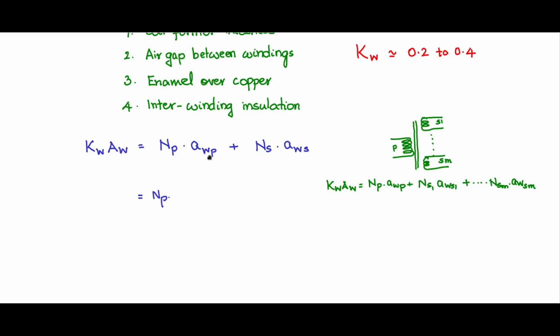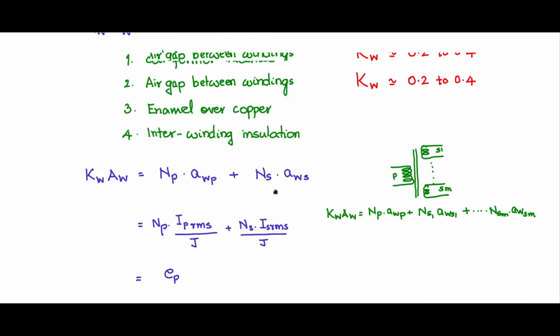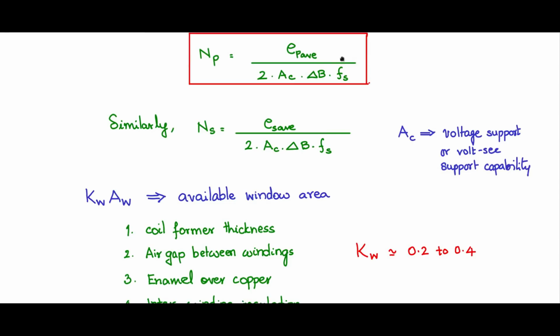We see that NP and the wire cross section of the wire can be calculated from the RMS current flowing through that, let us say IP RMS, divided by the current density J, just like we discussed in the case of the inductor windings. And for the secondary, you can calculate NS into IS RMS by J. So now we saw that NP and NS have a relationship with respect to the half cycle primary average voltage and the half cycle secondary average voltage.